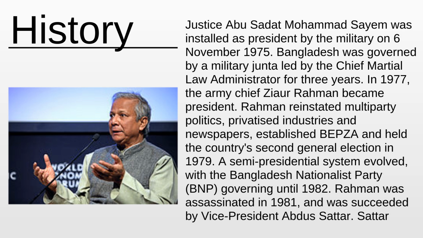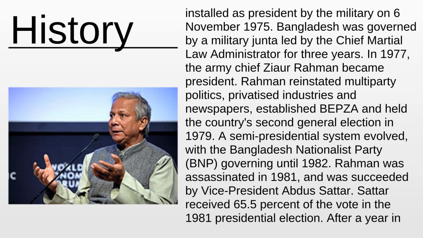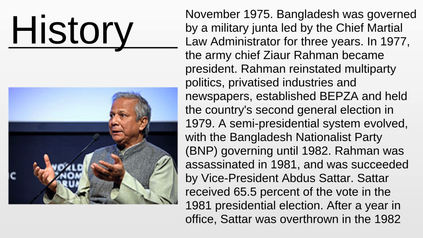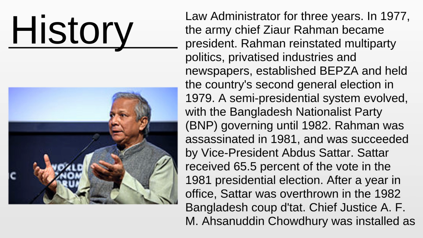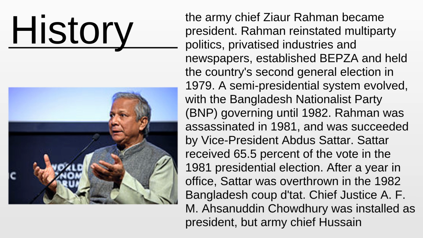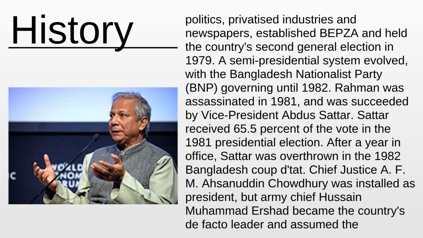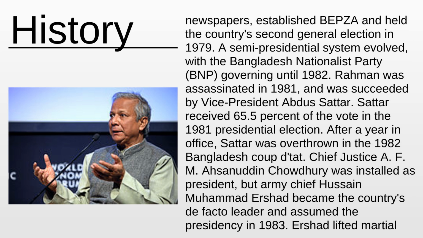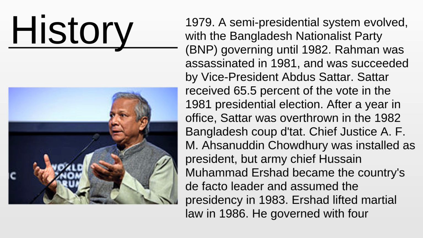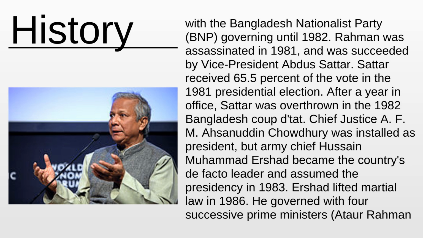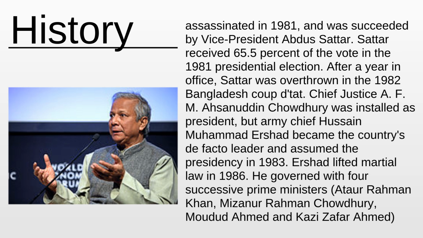Bangladesh was governed by a military junta led by the chief martial law administrator for 3 years. In 1977, the army chief Ziaur Rahman became president. Rahman reinstated multi-party politics, privatized industries and newspapers, established BIPSA and held the country's second general election in 1979. A semi-presidential system evolved, with the Bangladesh Nationalist Party, BNP, governing until 1982. Rahman was assassinated in 1981, and was succeeded by Vice President Abdus Sattar.